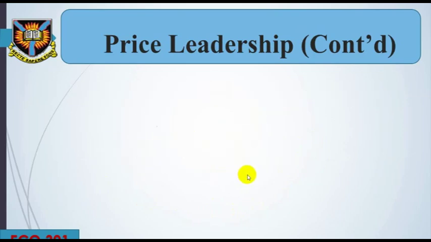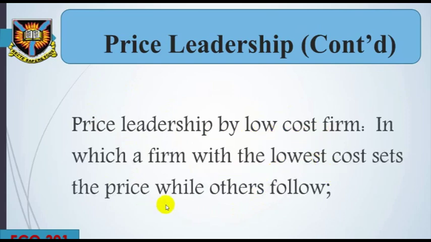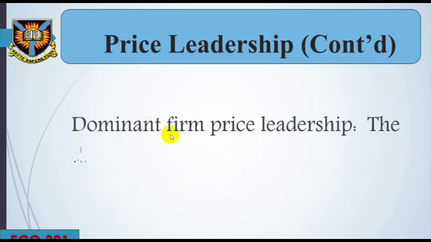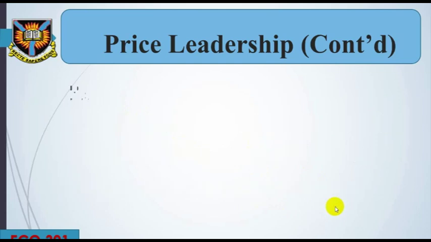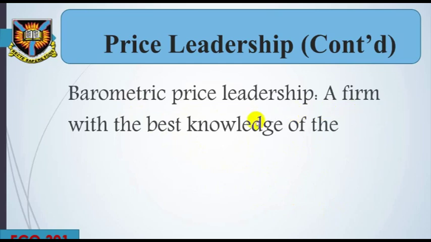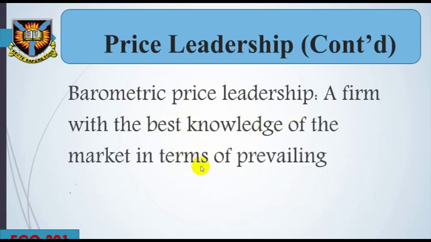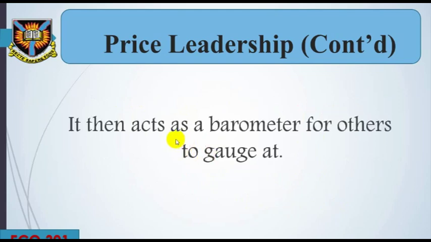The most common are: 1. Price leadership by a low-cost firm, in which the firm with the lowest cost sets the price while others follow. 2. Dominant firm price leadership. The dominant firm in the industry sets the pace for others to follow. And 3. Barometric price leadership. A firm with the best knowledge of the market in terms of prevailing conditions sets the price. It then acts as a barometer for others to gauge by.